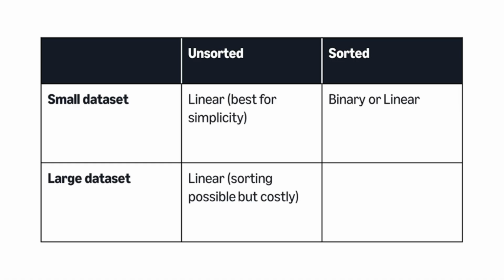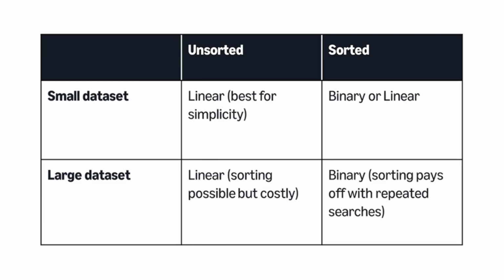Although, if the dataset is very small, like an unsorted shopping list of 10 items, linear search may still be simpler and shouldn't be completely ruled out. Finally, for large sorted datasets, binary search is the clear winner. Its method of halving the dataset with each step drastically reduces search time and makes it the most efficient choice.